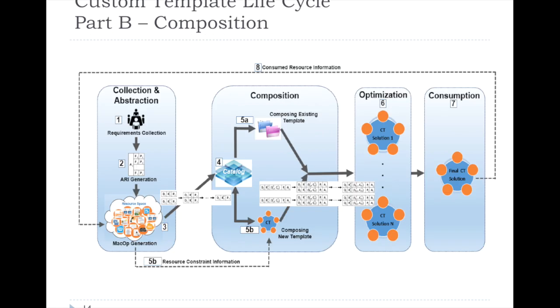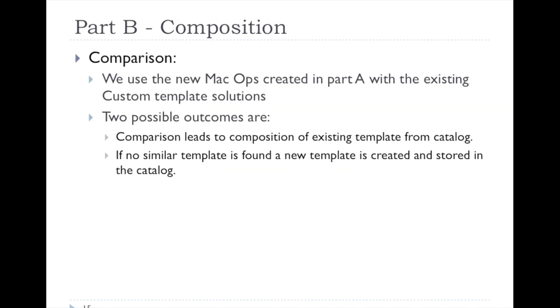The custom template lifecycle, part B, composition. So in the first part, we have a macro operator that is created from the user's requirement by merging ARI and resource space. So once we have a macro operator, we can use this to compare with the custom template catalog. There are possibly two outcomes, a 5A and a 5B as shown in the picture, which is we can have an existing solution from the list of solutions, or there are no solutions at all. So that's the part of composition.